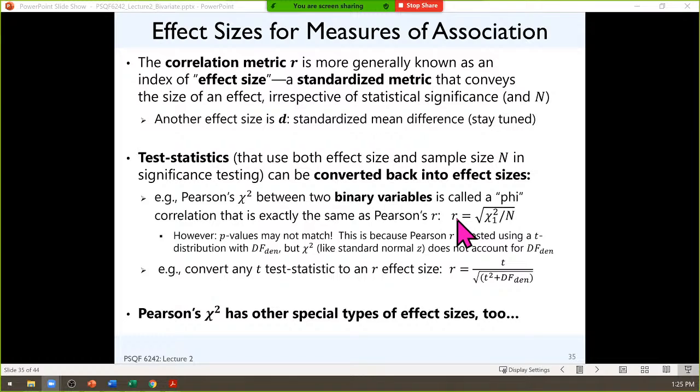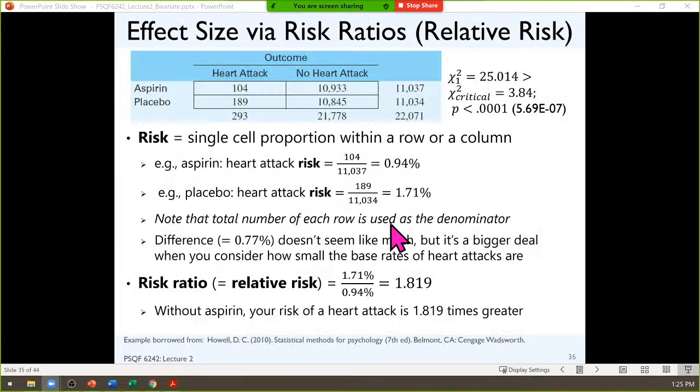So one of the things that I'm asking you to do in your homework too is to compute both a chi-square test and a Pearson correlation between two binary variables so you can see how they're telling you about the same information. More generally, you can get an R effect size out of any t-test statistic. So if you're in a situation where an author, for instance, gave you a t-value and a p-value and they didn't give you an R, you can get one back. So we'll see that.